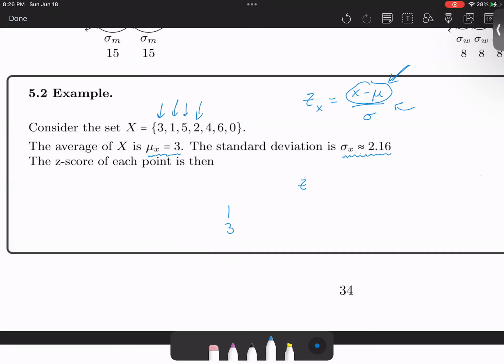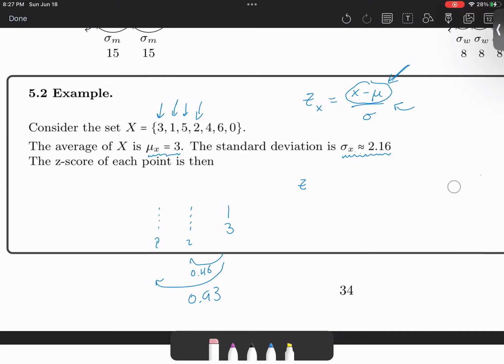Let's keep going. Z-score of 2. 2 minus 3 divided by 2.16 gives us minus 0.46. So 1 was right there, and it was 0.93 standard deviations away. 2 isn't that far away. It's just 0.46 standard deviations away.